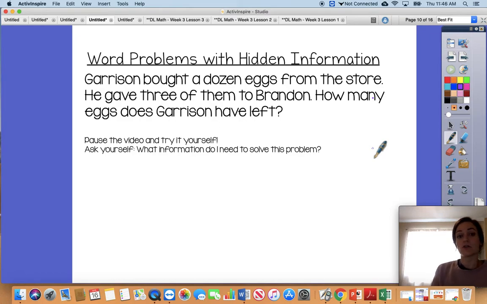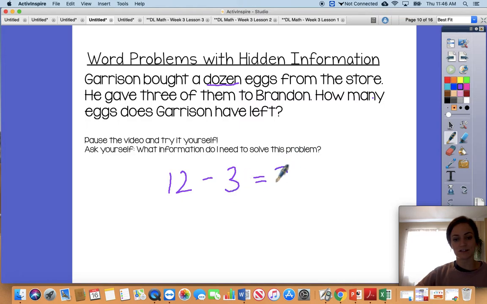All right, so you need to know how many Garrison started with, what his total was. It told us that he bought a dozen eggs, okay? A dozen means 12, okay? So Garrison bought 12 eggs. He gave away, so we subtracted 3 to give to Brandon. And how many eggs does he have left? Well, 12, the dozen, minus 3 equals 9.